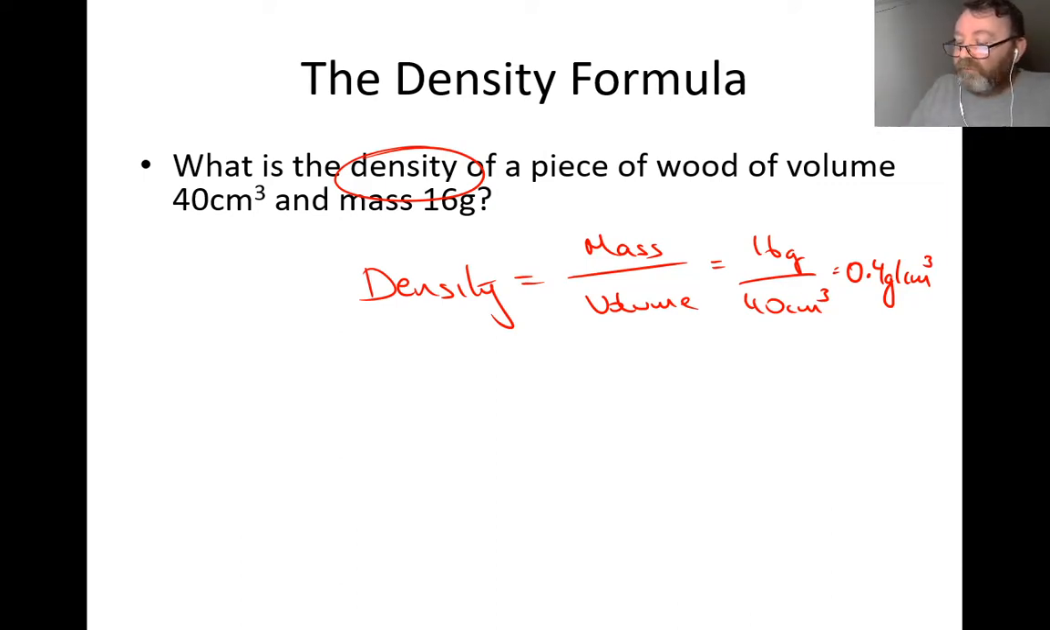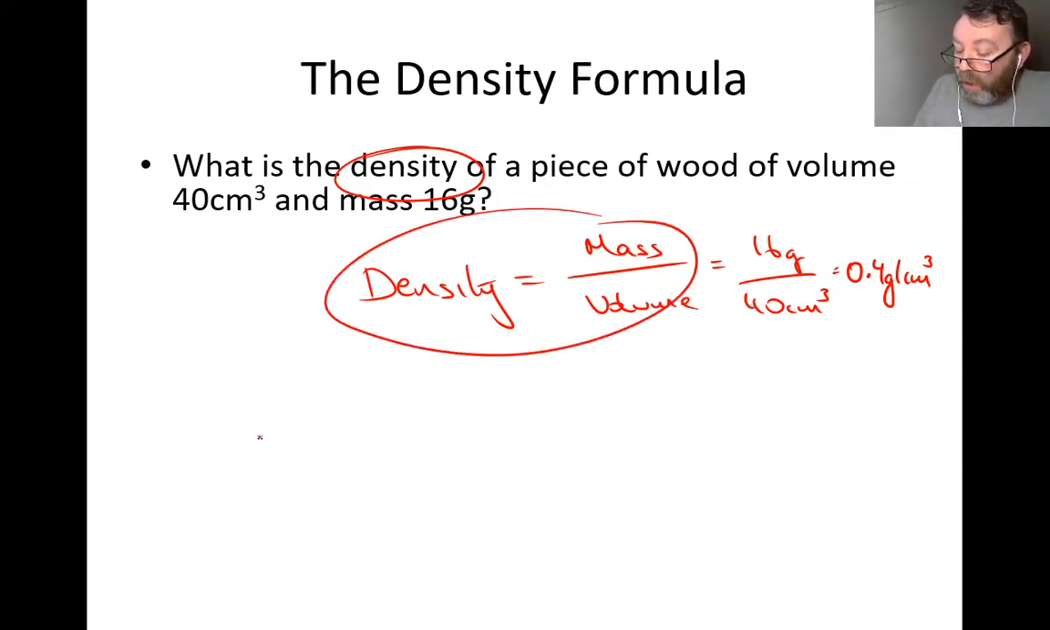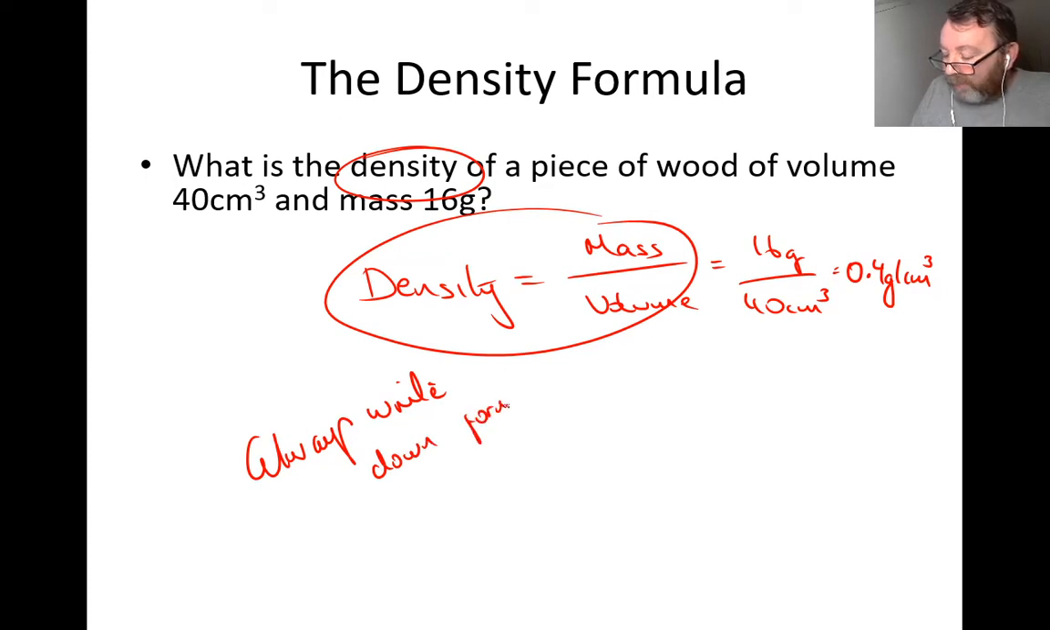What is the density of a piece of wood of volume 40 centimeters cubed and mass 16 grams? Write down the formula first, and please always write down the formula. Okay, always write down the formula before you use it. And in physics, that's the most important thing to do. Show the examiner that you know the formula before you fill it in, because you'll always get marks for just writing down the formula, and then when you fill it in you get more marks. So always write down the formula before you use it.